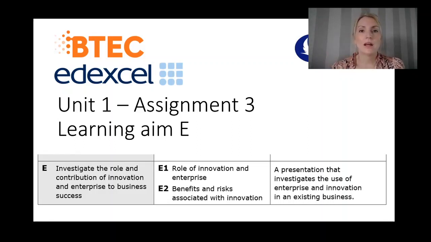Hi everyone, I'm going to go over the BTEC Unit 1 Assignment 3 Learning Aim E. A little bit of an exemplar really to demonstrate what I'm expecting from you guys. Obviously I'm expecting something a lot better. What we need to do is be investigating the role and contribution of innovation and enterprise on one selected business.